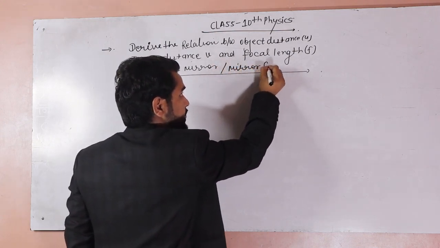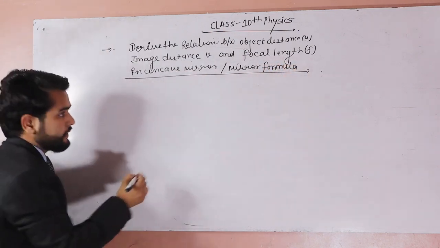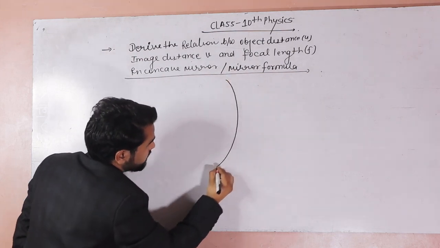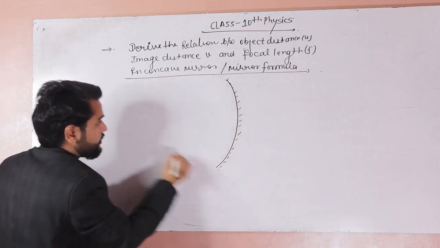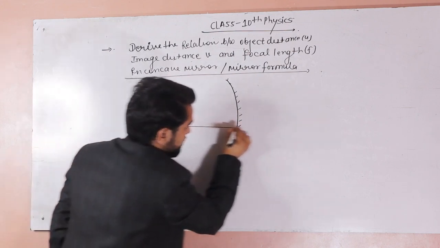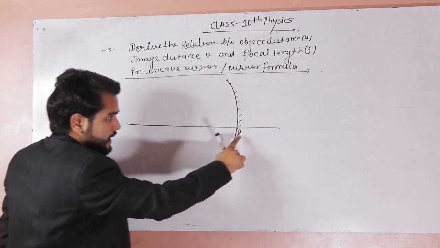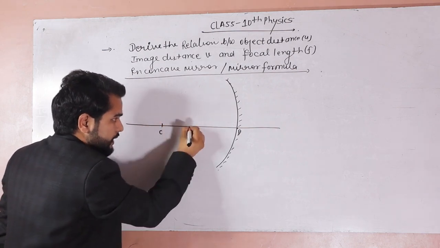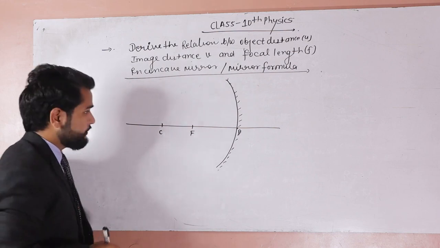What is the mirror formula? Let us assume that this is a concave mirror, right? We have taken this concave mirror, and that is its principal axis. Point P is called the pole, this is the center of curvature, and the midpoint is called the focus. You know very well about this from the previous lecture.